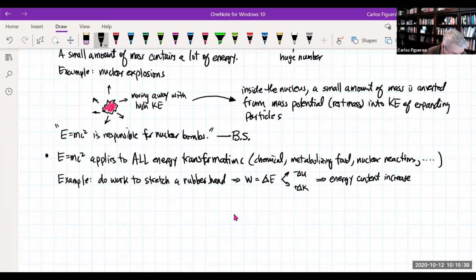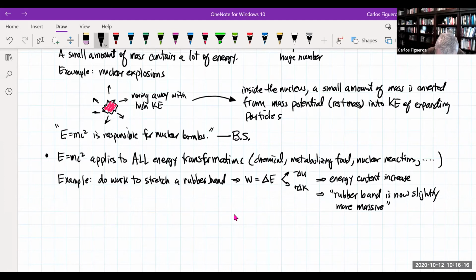So according to the mass equivalence, we could say here that the rubber band is now ever so slightly more massive. So that's a really, really difficult thing to actually comprehend. What do I mean by that? Well, if the energy content increases, of course it, right?